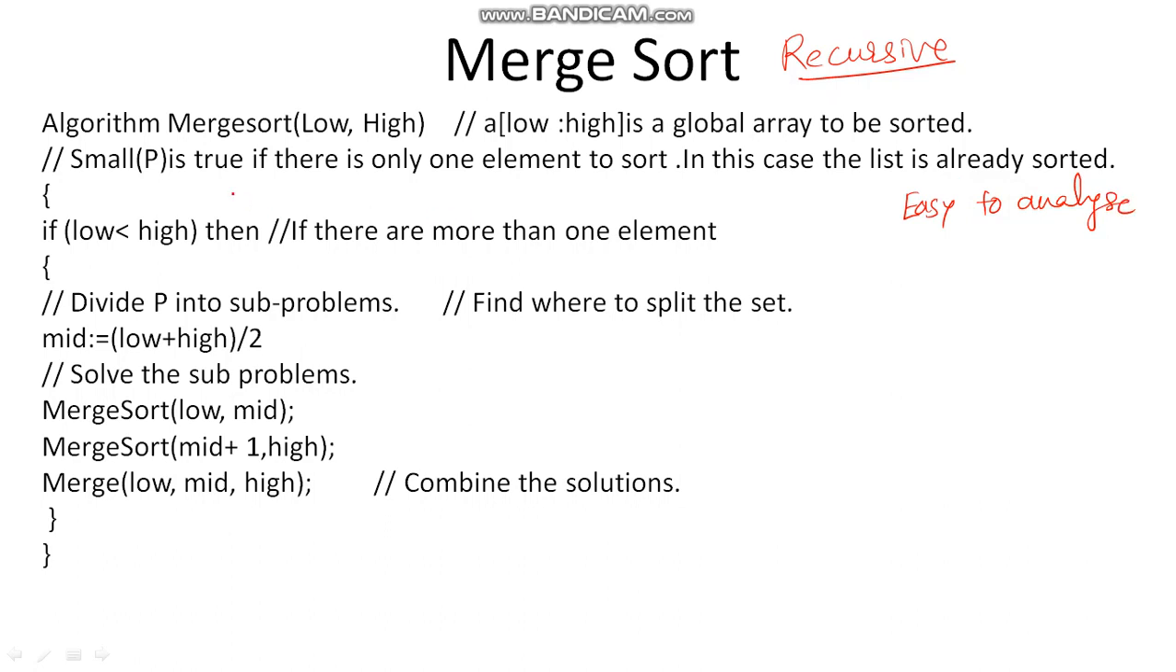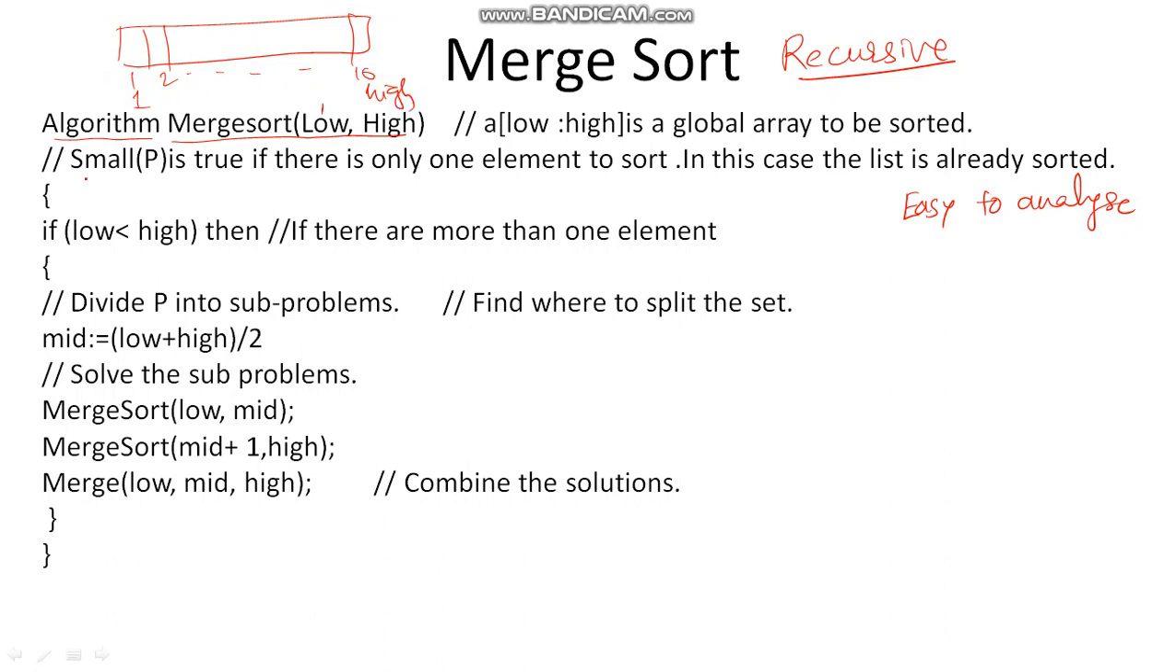Okay, so let us go ahead and discuss this algorithm, MergeSort(low, high). Low is the lower index of the array. Let us say this is an array with 10 elements, so this is 1, 2 and so on up to 10, as in the last case. So low is 1 and high is 10.